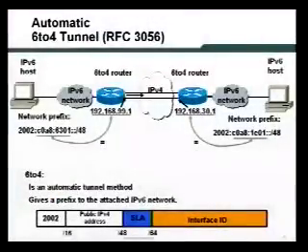6to4 tunneling, for this particular type of tunneling, you have a reserved address space which starts with 2002. So the first 16 bits are always going to be 2002. By the way, this particular tunneling type is for people who never got a chance to get an IPv6 address, a global unicast routable address, right?